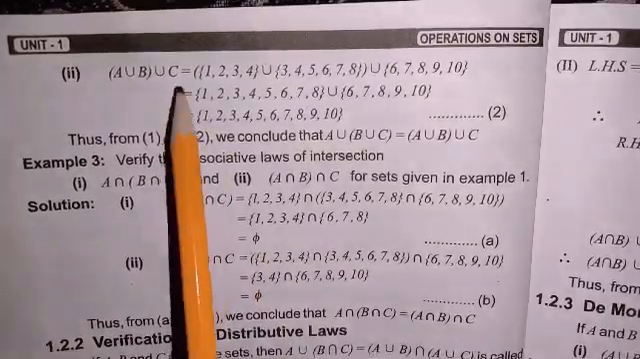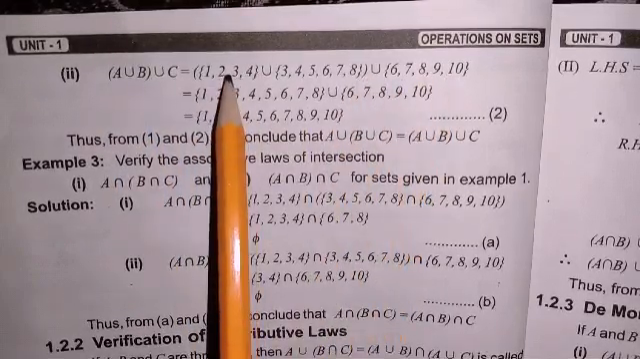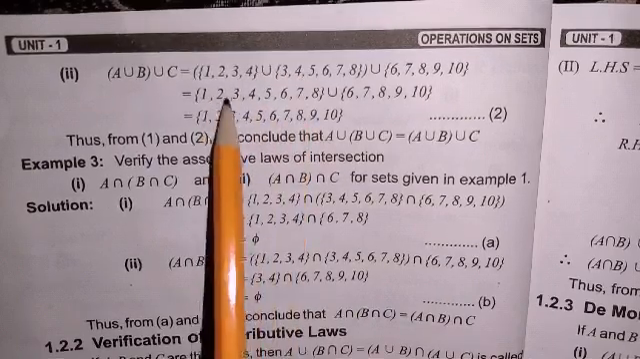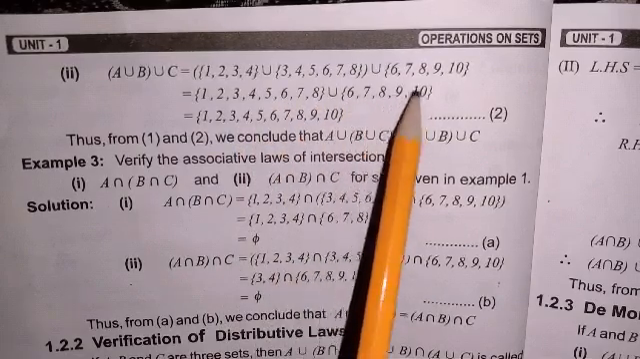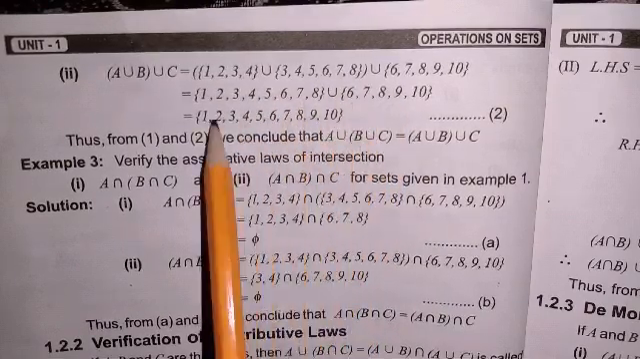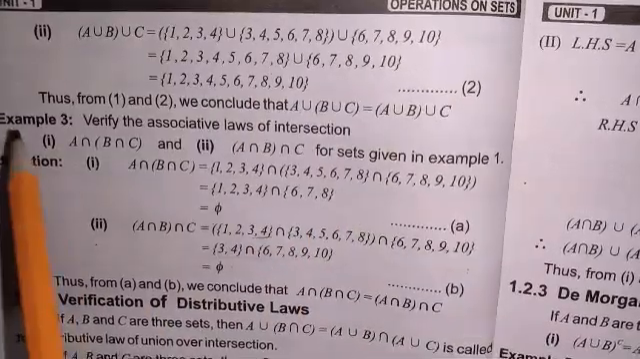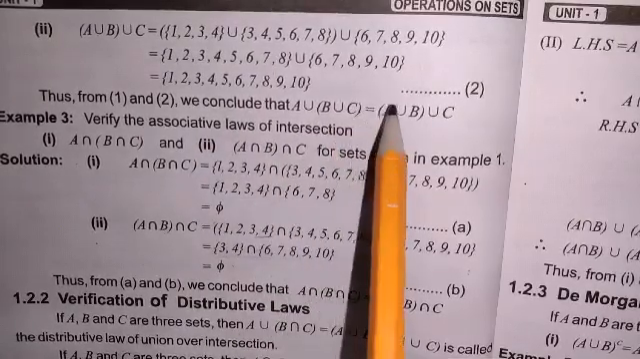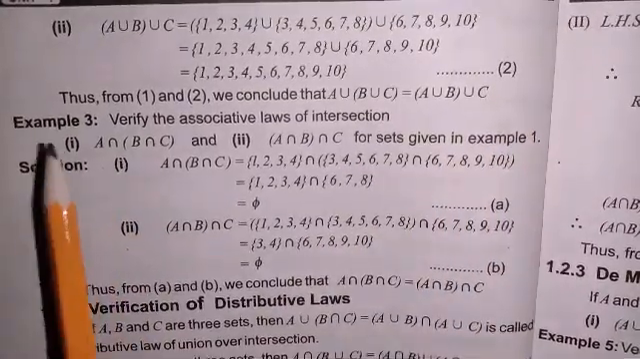Now students, you can see that we will write A union B within brackets first, then union, then set C. Firstly, we will combine the elements of A and B sets. We will write {1, 2, 3, 4, 5, 6, 7, 8} union set C, which is {6, 7, 8, 9, 10}. By combining all the elements of the A union B resultant set and C, the answer is {1, 2, 3, 4, 5, 6, 7, 8, 9, 10}. Thus, from 1 and 2, we conclude that A union (B union C) is equal to (A union B) union C.